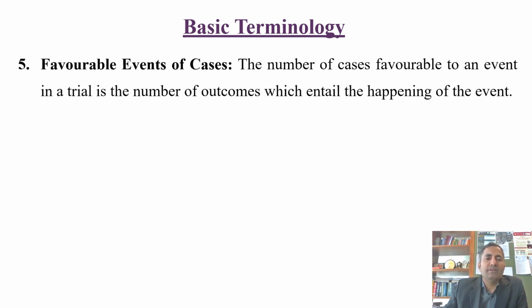Now the favorable events or cases. We talk about the event. Suppose you are going to find the probability of a particular event. So what is an event? It is a set of all favorable outcomes of a random experiment.